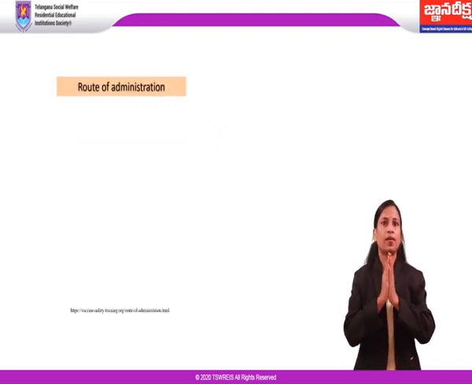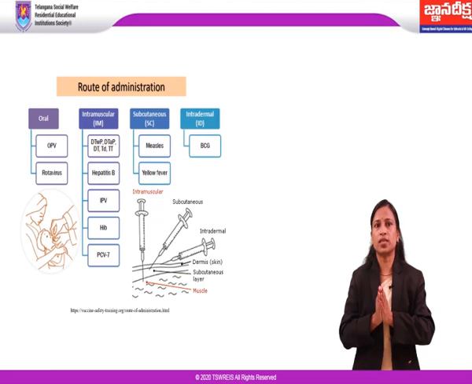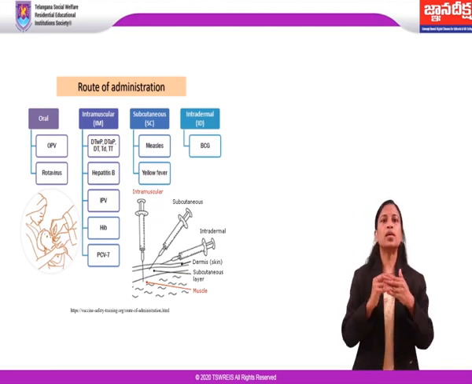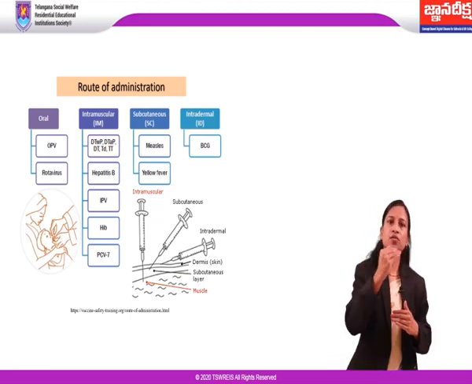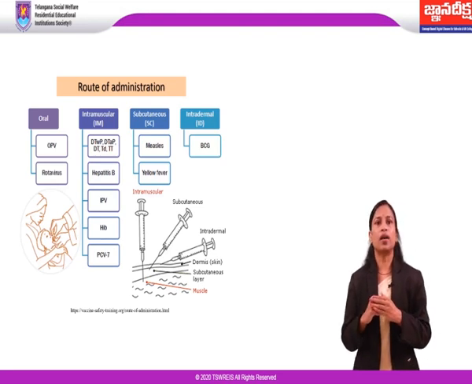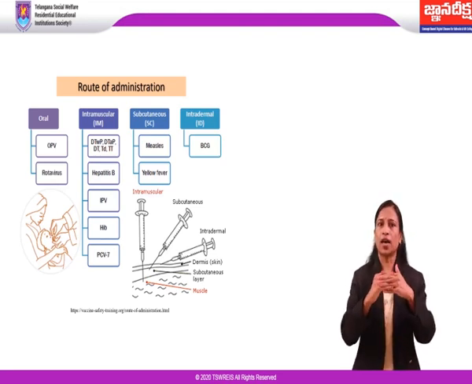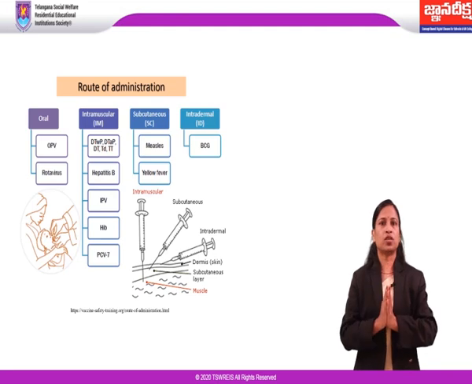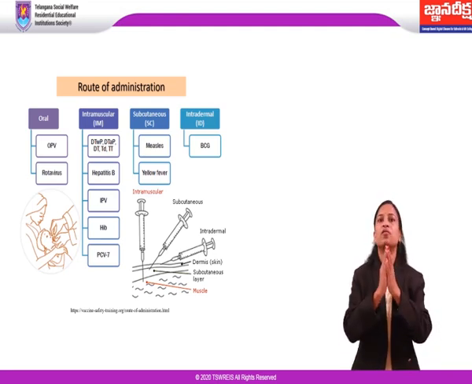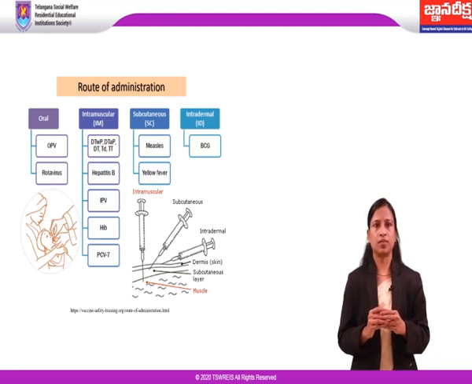The route of administration is the path by which a vaccine is brought into contact with the body. This is a critical factor for success of the immunization. A substance must be transported from the site of entry to the part of the body where its action is desired to take place. This picture describes the different routes employed for the various vaccine administrations.